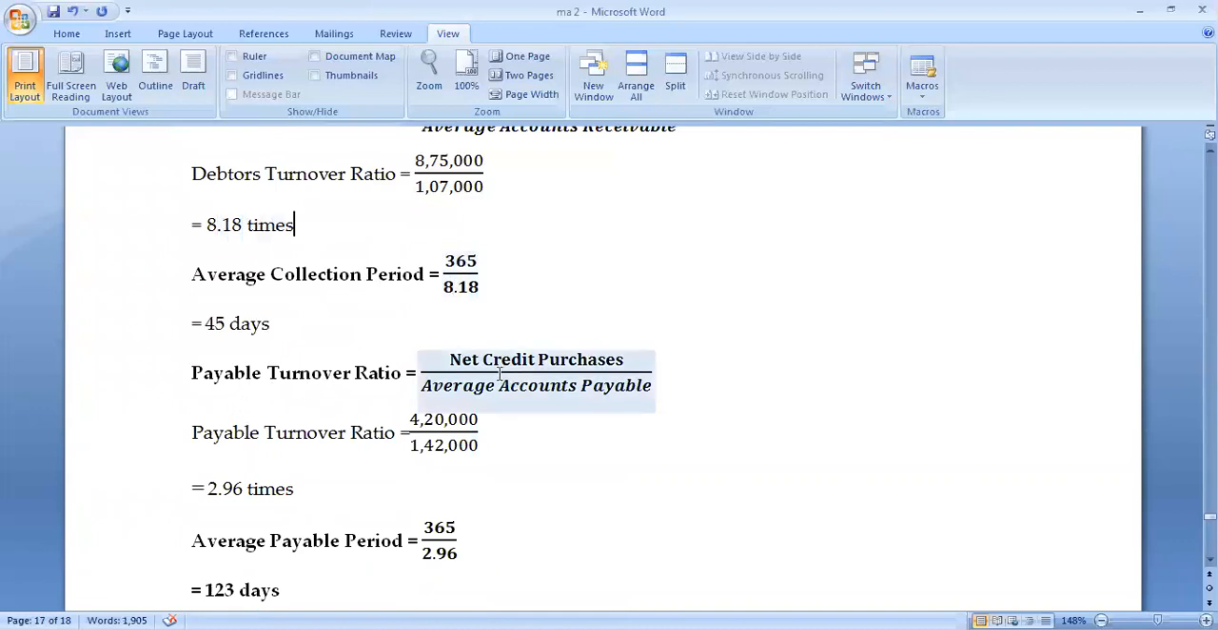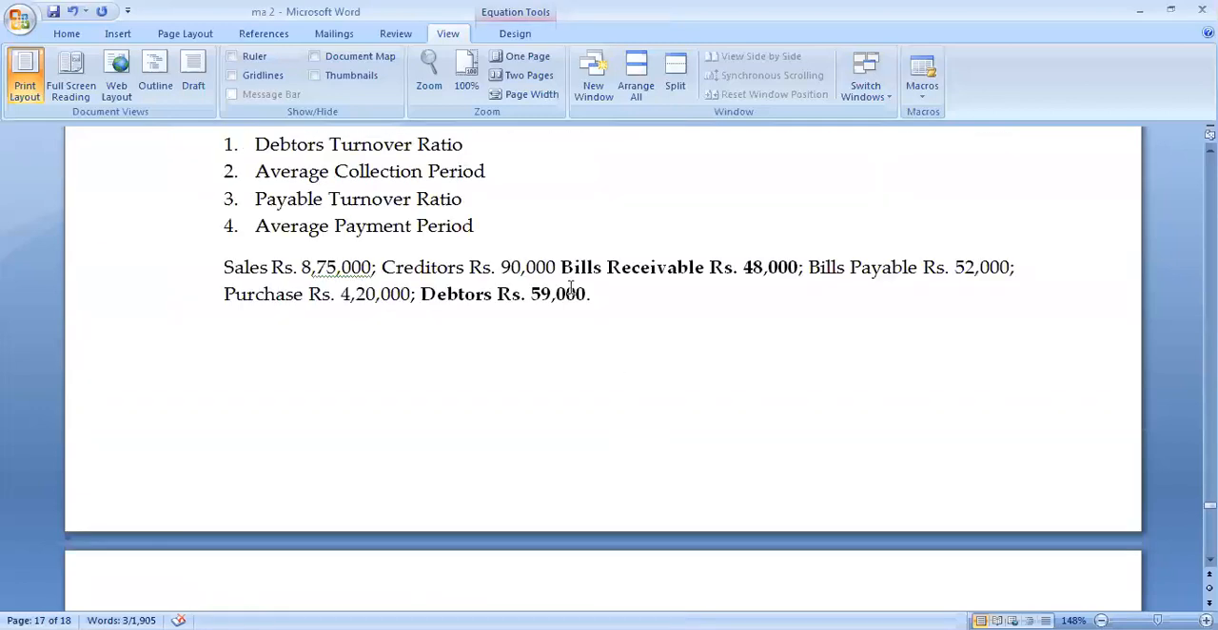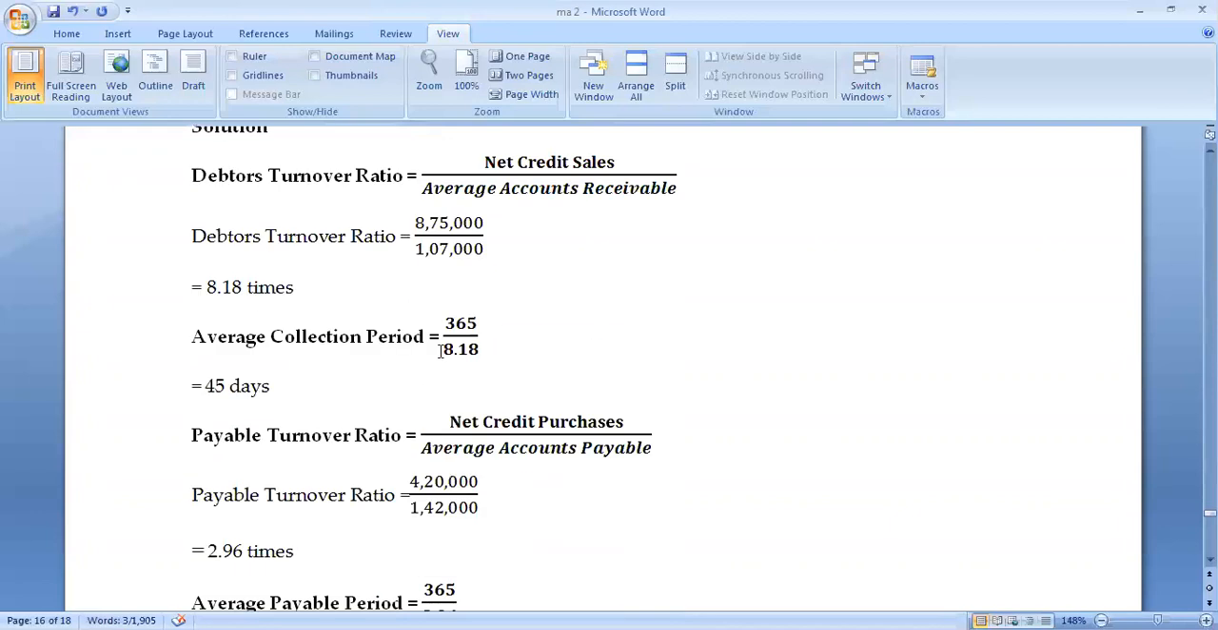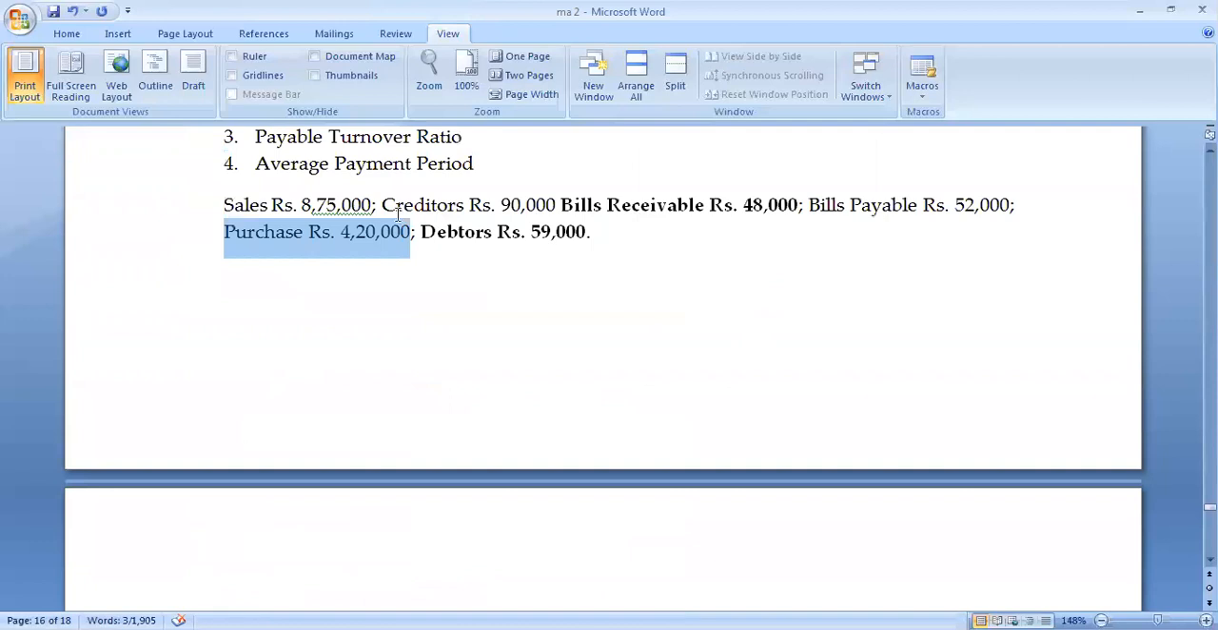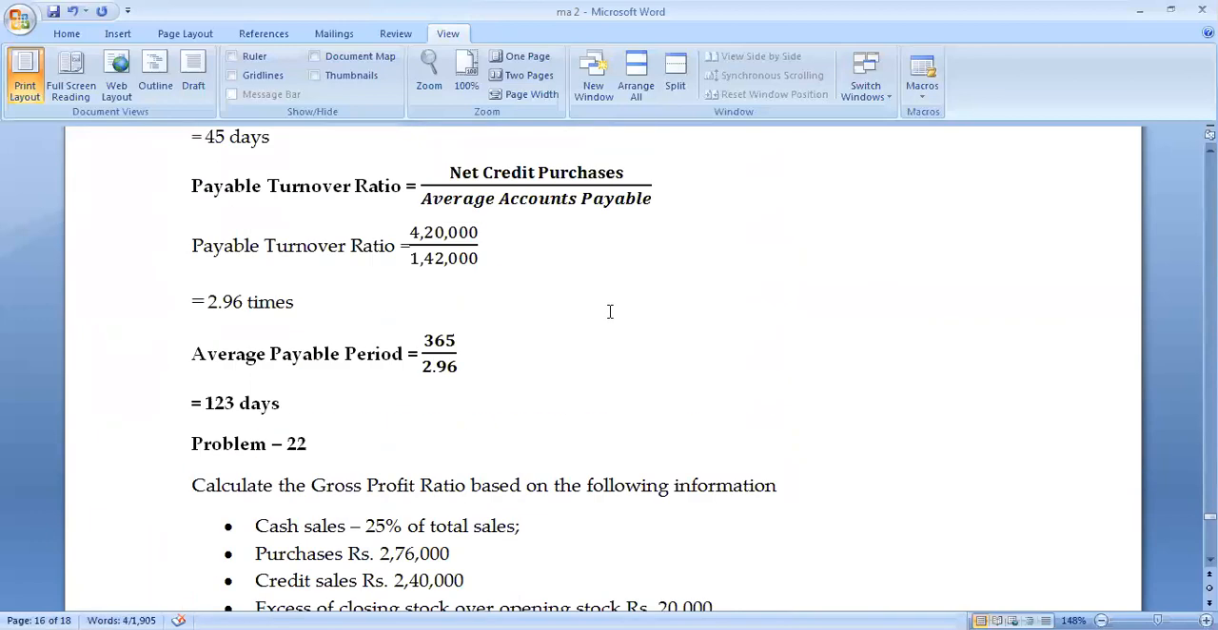Payable turnover ratio, I told you you have to consider the net credit purchases. See whether there is any credit or cash purchases information. Whenever they don't specify anything, these purchases itself become the net credit purchases. So take this information as net credit purchases, and average accounts payable is also the same. Creditors will be added with the bills payable. Clear? So you'll get around 2.96 times.